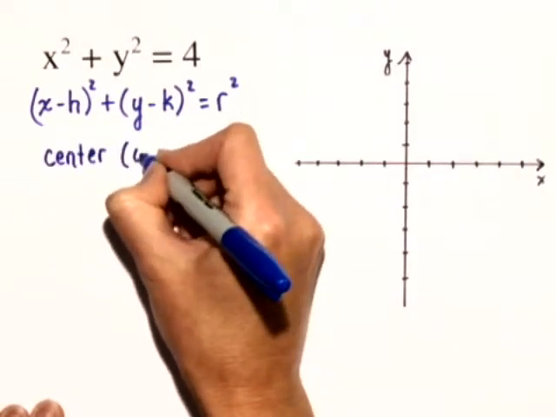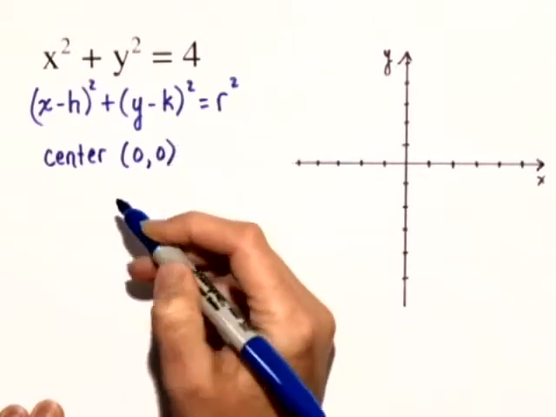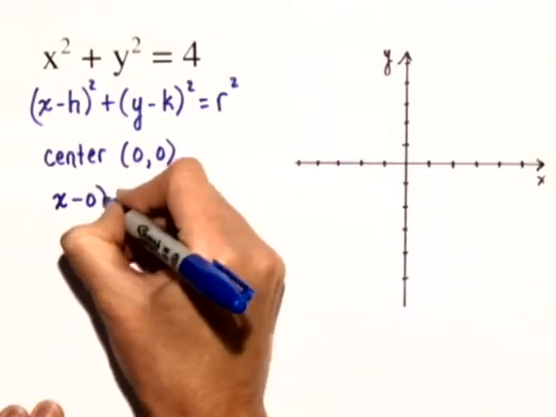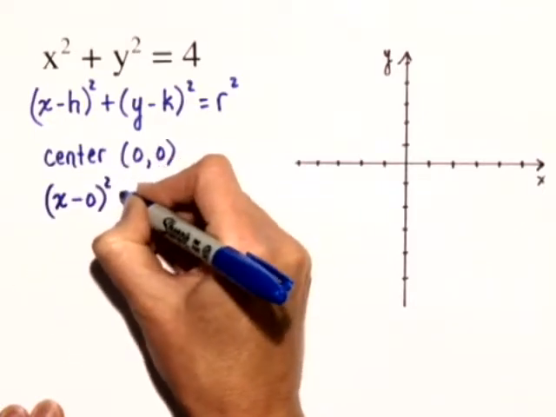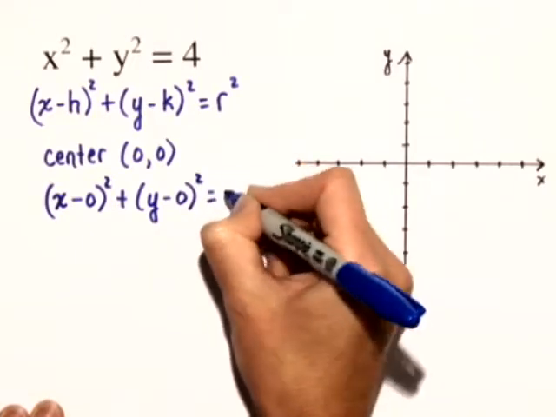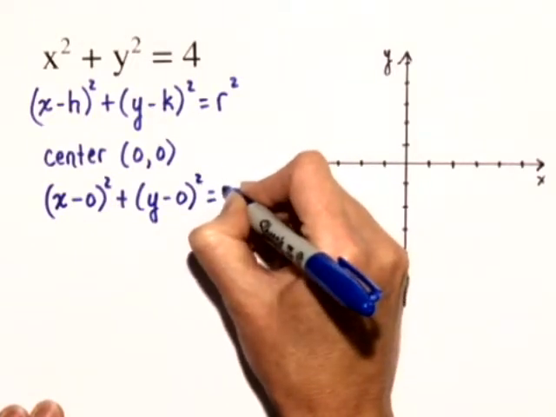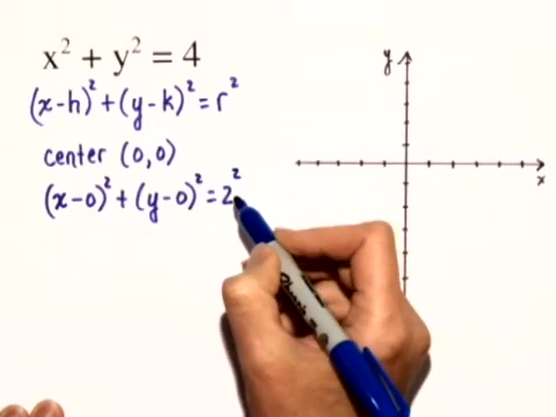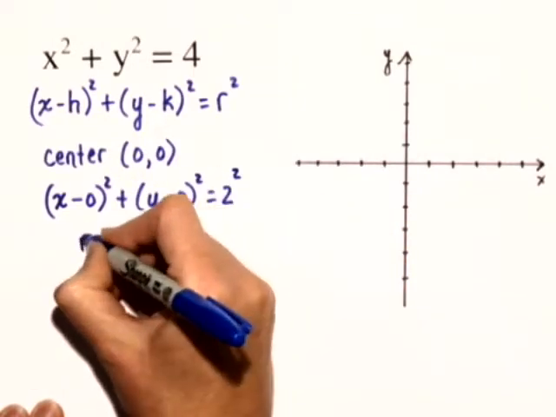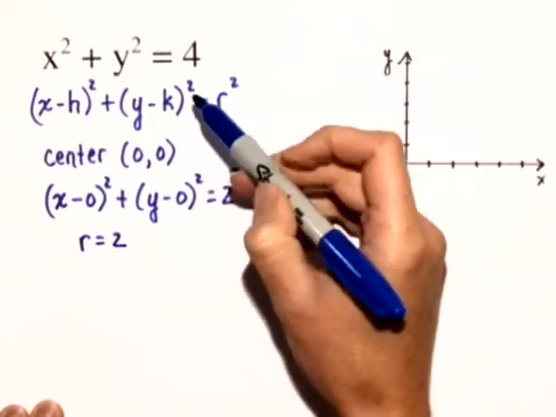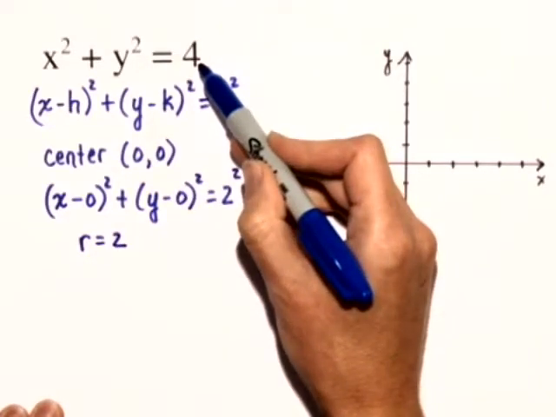is just the origin (0, 0), because if I wanted to rewrite my original equation, I could write it as (x minus 0) squared plus (y minus 0) squared equals, I could write the 4 as 2 squared. So the center is (0, 0), and the radius is equal to 2. In order to get the radius, I just take the square root of that number 4.